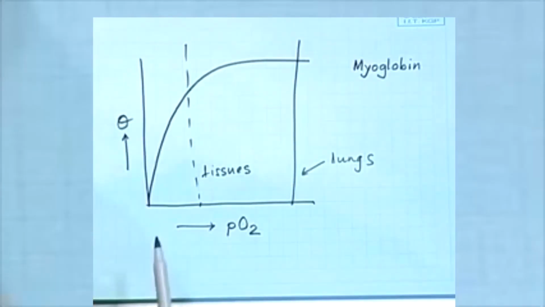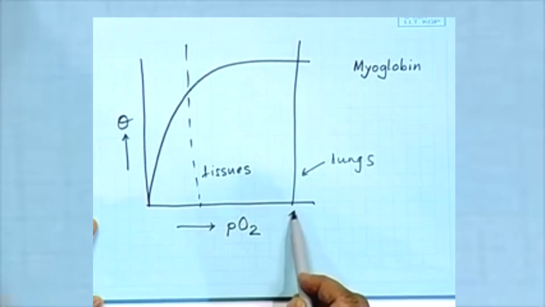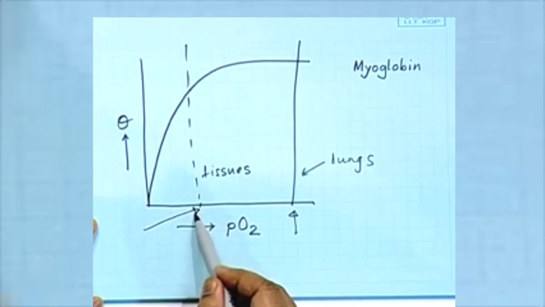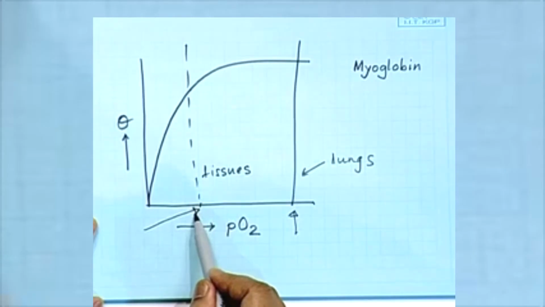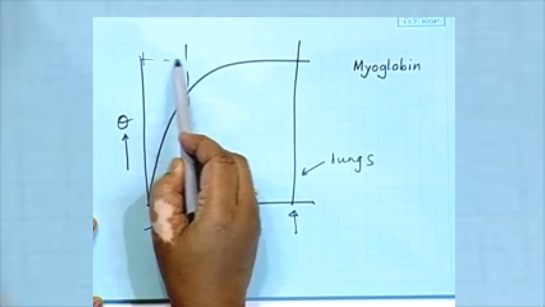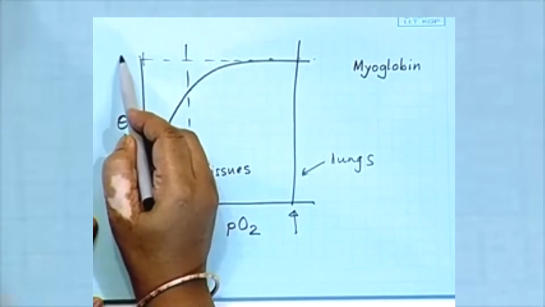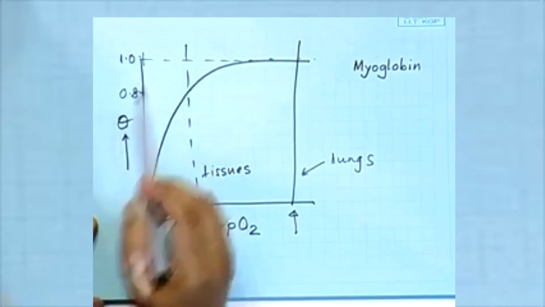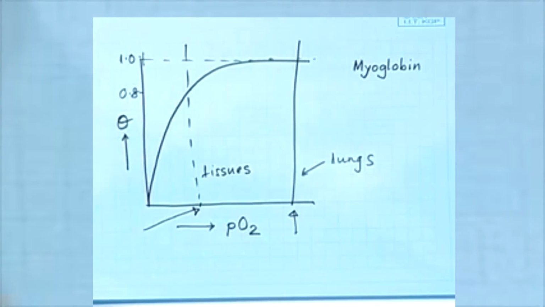So what are we saying? We are saying that the partial pressure of oxygen in the lungs is high, the partial pressure of oxygen in the tissues is low, and if we have the binding in a hyperbolic fashion, what if this is 100% saturation? So we have a fraction here of 1, this is say 0.8. What am I saying? I'm still 80% saturated with the oxygen even at the tissues. Okay, and that is what I want.